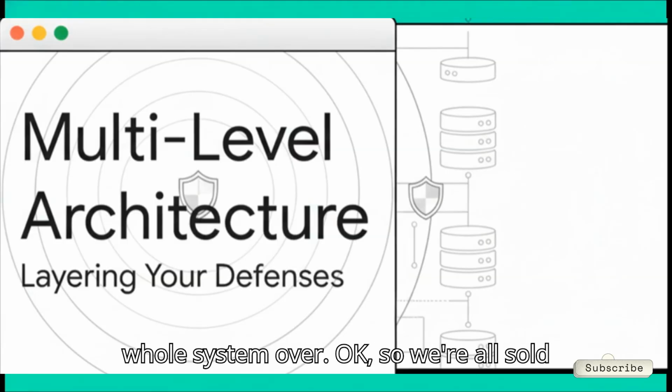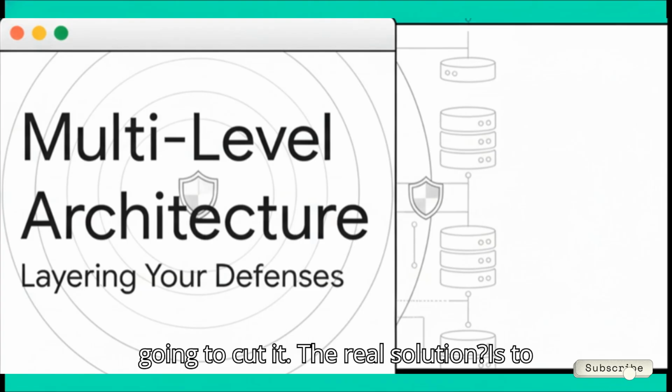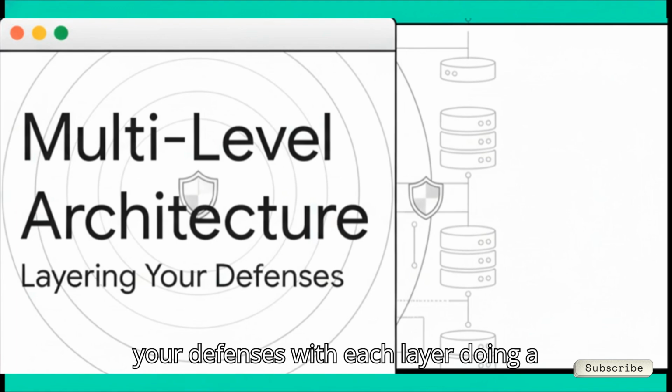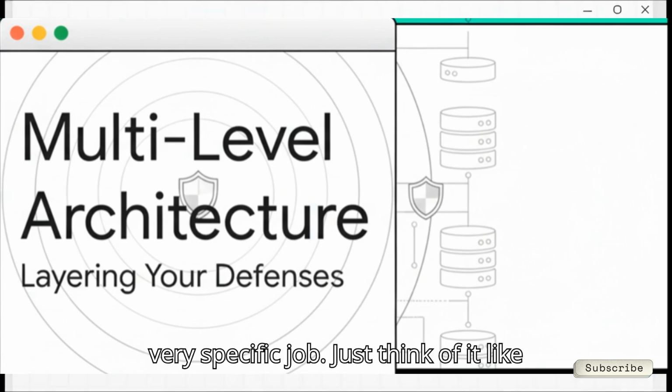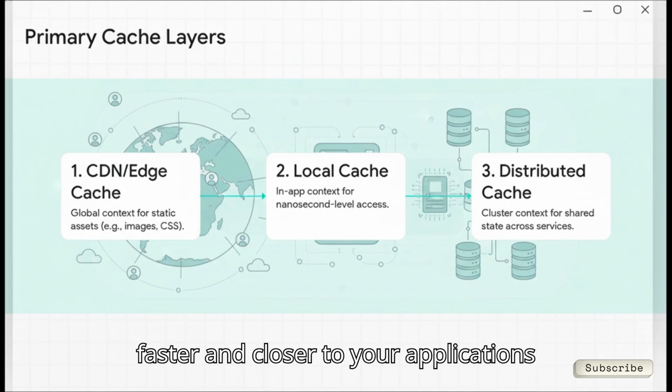Okay, so we're all sold on caching, but here's the thing. At enterprise scale, just one cache isn't going to cut it. The real solution is to think in layers. You've got to build up your defenses, with each layer doing a very specific job. Just think of it like a series of checkpoints, each one getting faster and closer to your application's core.